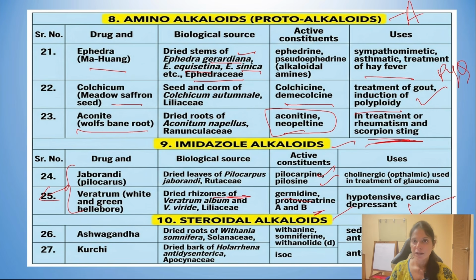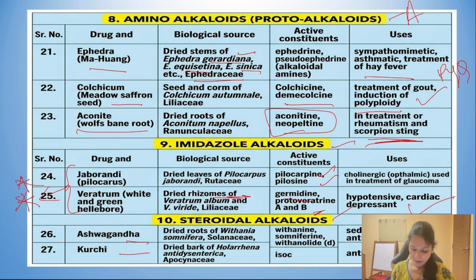Coming to the next one, the steroidal alkaloids. Last but not least, the best examples under this are ashwagandha and kuruchi. Example, dried roots of Withania somnifera, Solanaceae family, with withanine, somniferine and withanolide. These are the active constituents here, and this is used as anti-rheumatic and sedative.